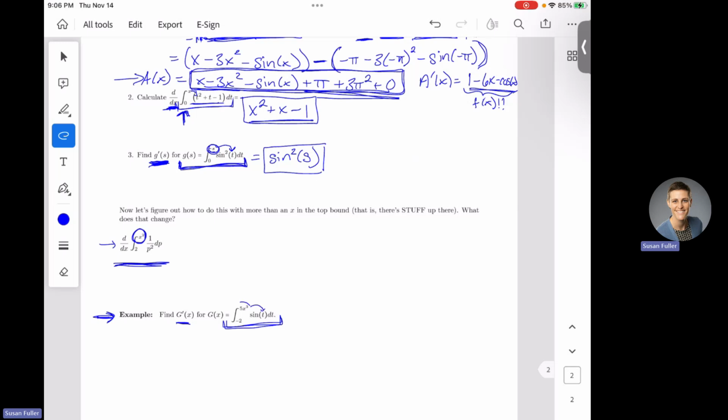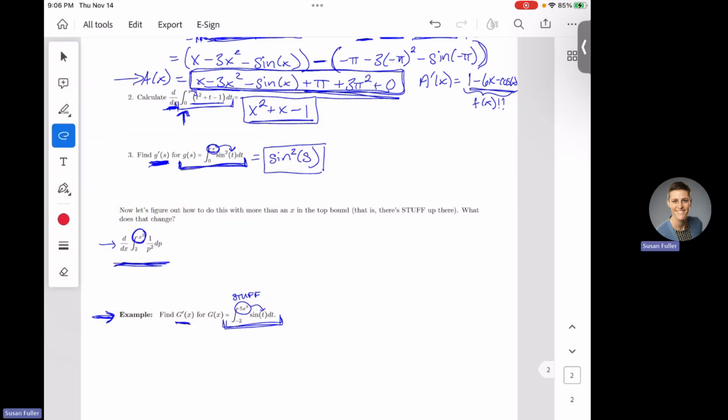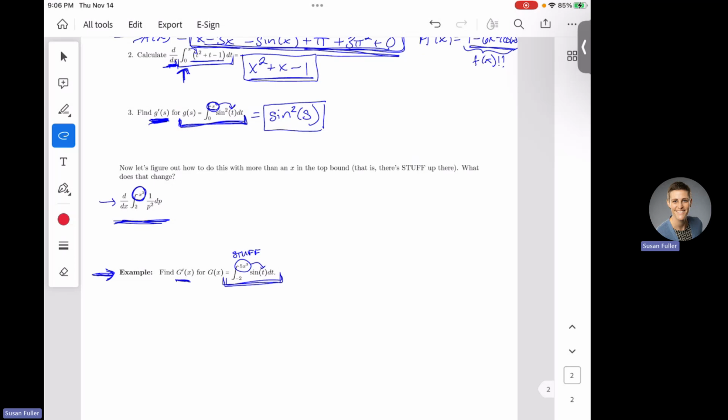However, this is not just an x. This is stuff. And so it's going to change a little bit about how this works. So let's go the long way and see if we can figure out the pattern so that we can get a shortcut for when we have a function up there instead of just an x.